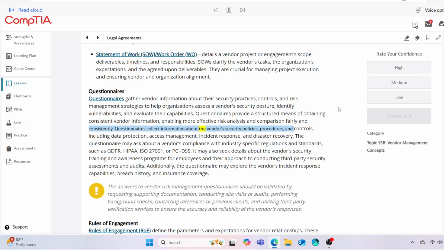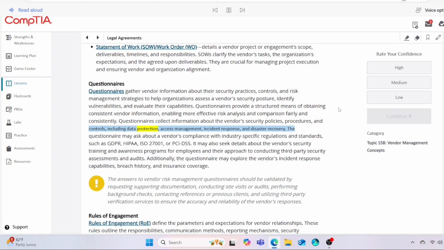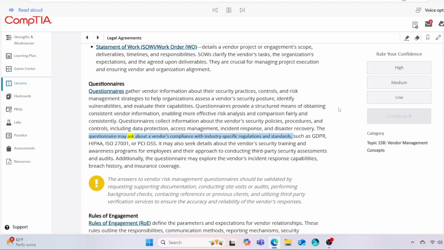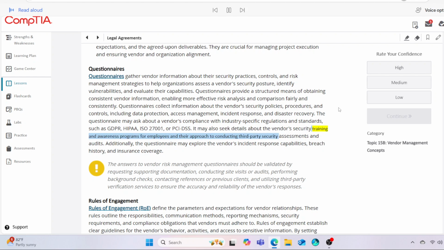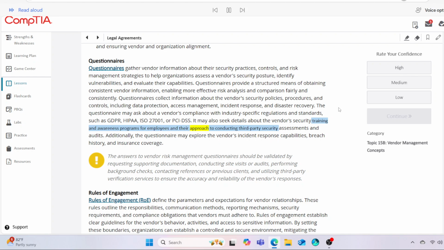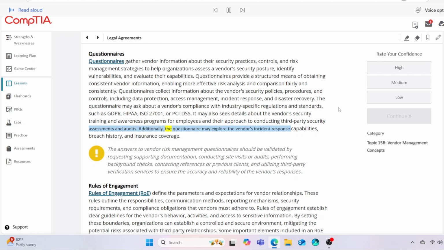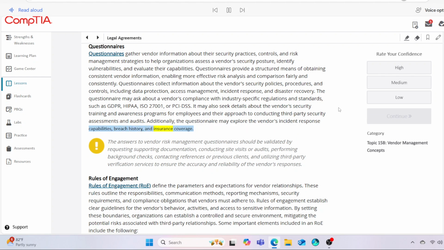Questionnaires collect information about the vendor's security policies, procedures, and controls, including data protection, access management, incident response, and disaster recovery. The questionnaire may ask about a vendor's compliance with industry-specific regulations and standards, such as GDPR, HIPAA, ISO 27001, or PCI DSS. It may also seek details about the vendor's security training and awareness programs for employees and their approach to conducting third-party security assessments and audits. Additionally, the questionnaire may explore the vendor's incident response capabilities, breach history, and insurance coverage.